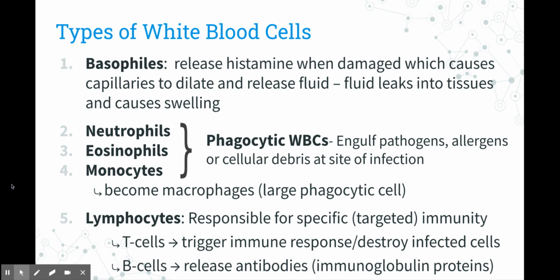The neutrophils, eosinophils, and monocytes are all white blood cells that phagocytose pathogens, which means they wrap around and engulf pathogens to destroy infections. And then the lymphocytes are the blood cells that are responsible for our specific immunity, the immunity that develops after an exposure to a pathogen or after exposure to a vaccine.